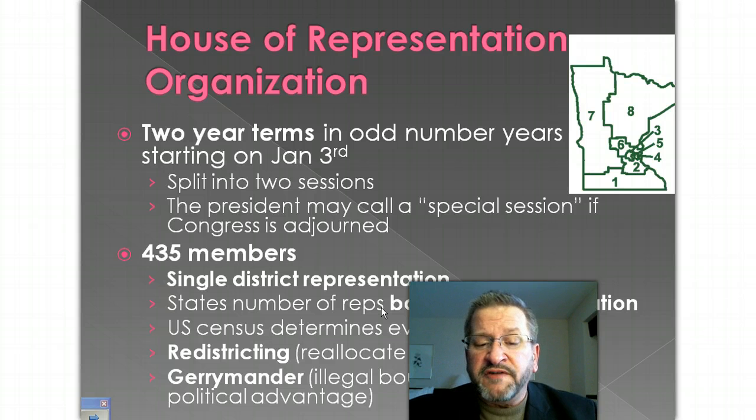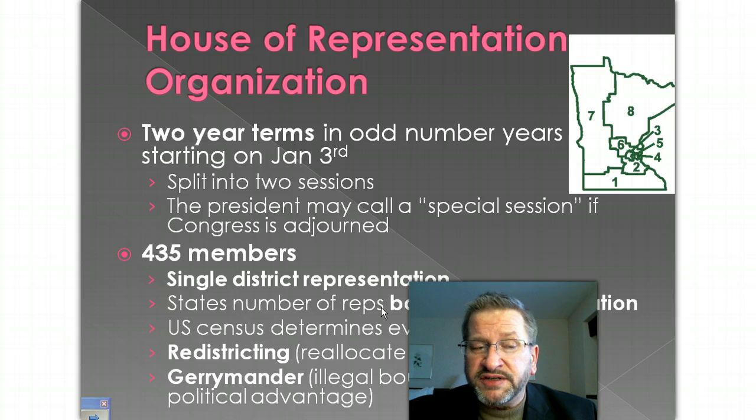Those 435 members, the total number never changes. However, the distribution of those 435 members may change based on population. Once that determination is made, for example, in Minnesota we have 8, we have to make sure that every district has the same number of people in it. So all 435 districts have the same number of people. That will require moving the lines every 10 years, and this is called redistricting.